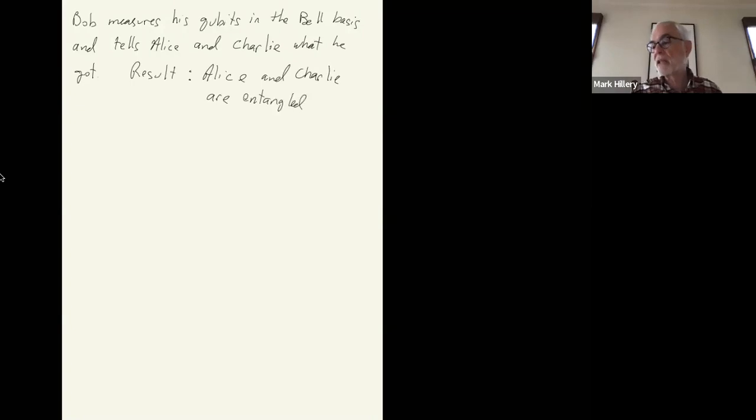And the result is that Alice and Charlie are entangled. So that is one of the two ways of trying to get around this distance limitation on sending things through, for example, optical fibers. The other is to try to use satellites.